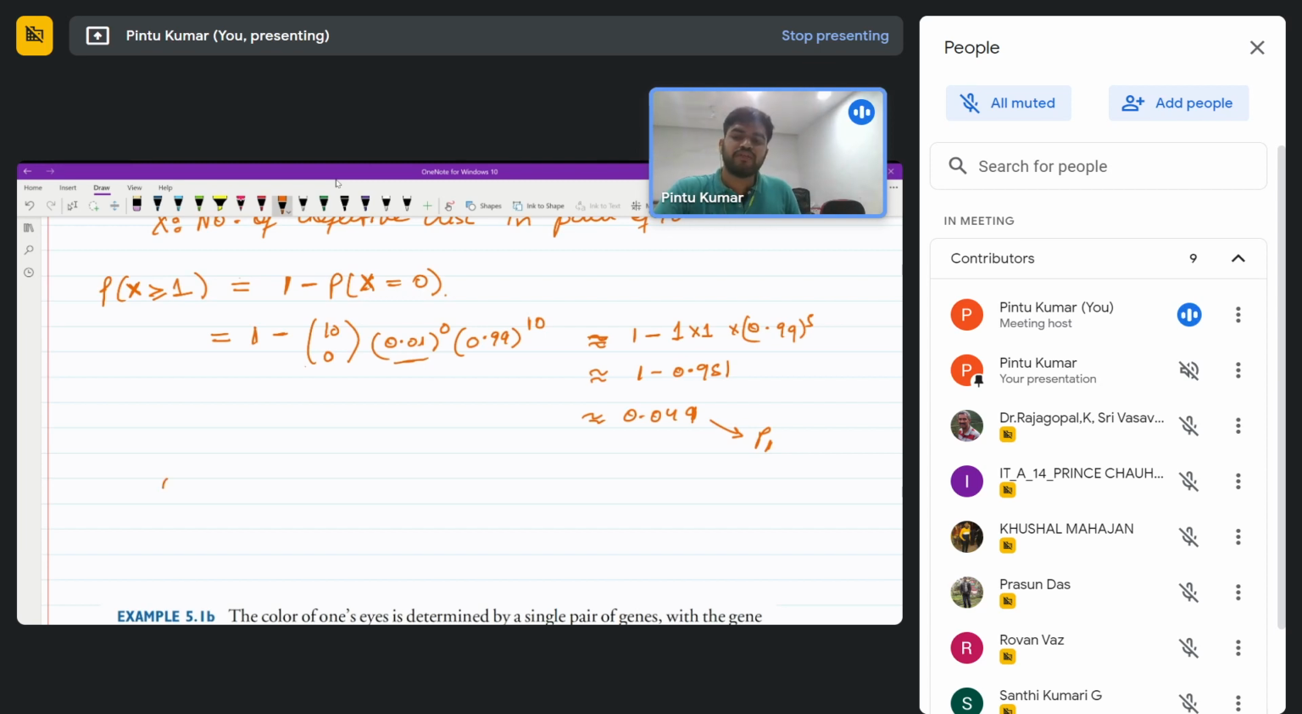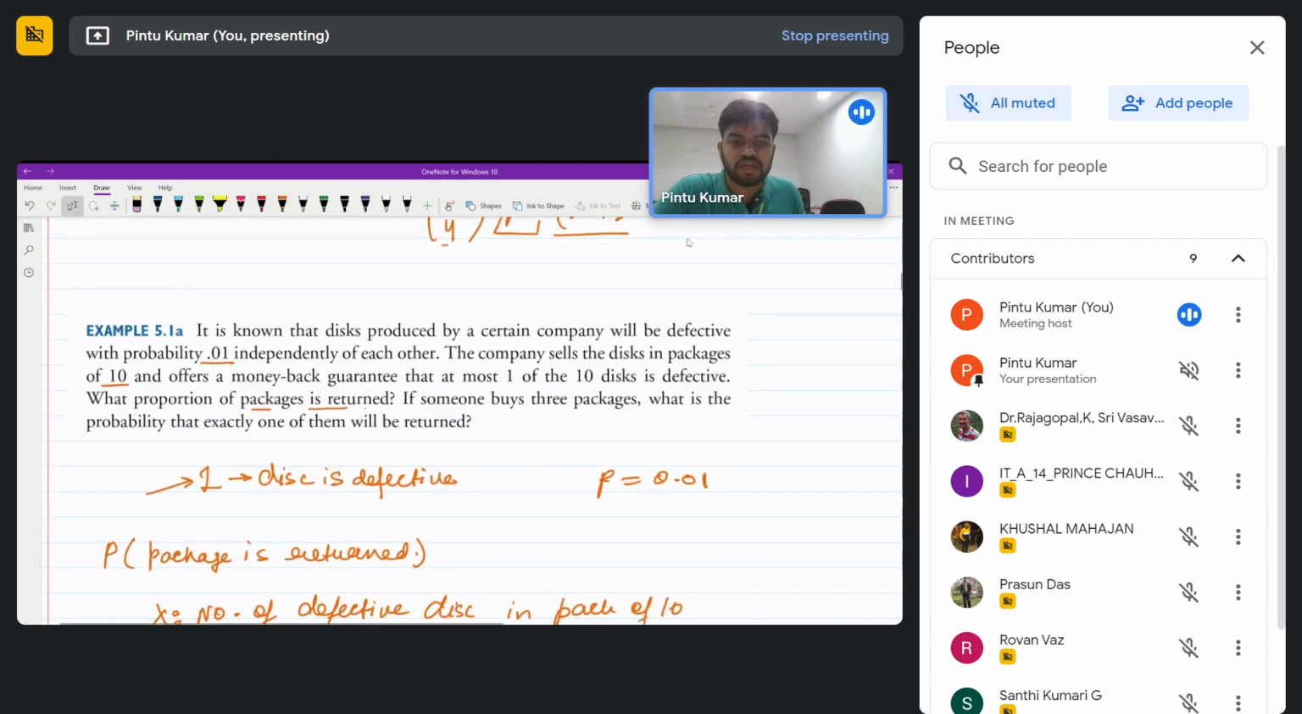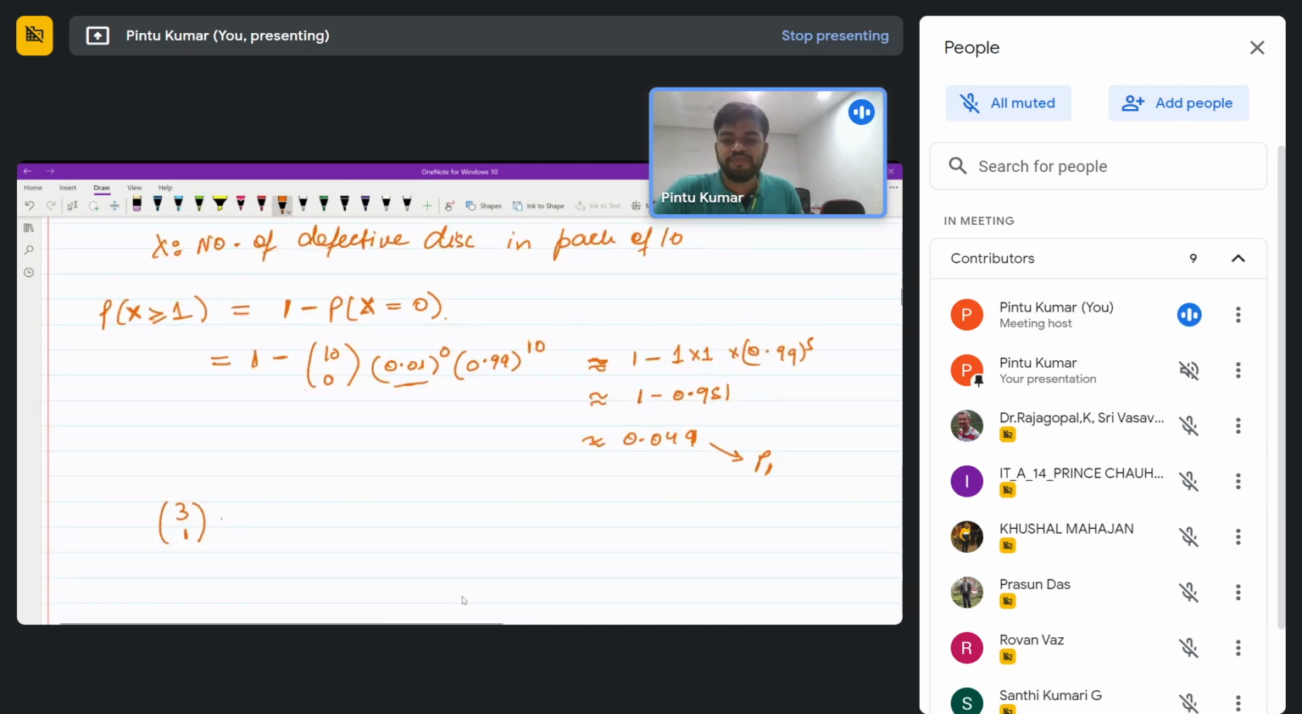So you can calculate that value by, so out of three, you want one to be returned, right? This is the question, that exactly one of them will be returned. So this is 3C1, P1 to the power 1, and 1 minus P1 to the power 2, right? You can just calculate this by putting this value of P1 over here. Okay. So there was a lot of decimal calculation, that's why I sort of skipped. But the concept remains exactly the same.